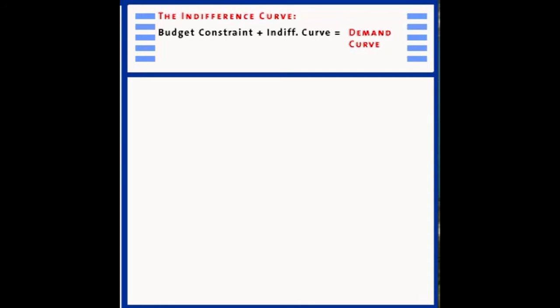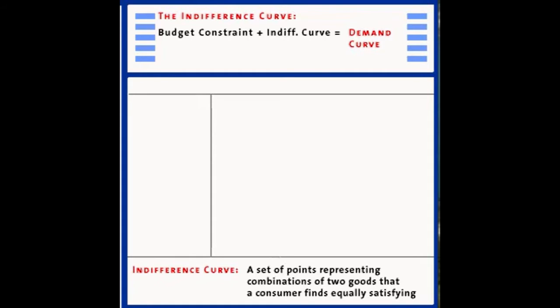An indifference curve is defined as a set of points representing combinations of 2 goods, like toys and snacks, that a consumer finds equally desirable or equally satisfying. So we have to begin with a list that the consumer provides us that tells us those combinations that he or she finds equally desirable.